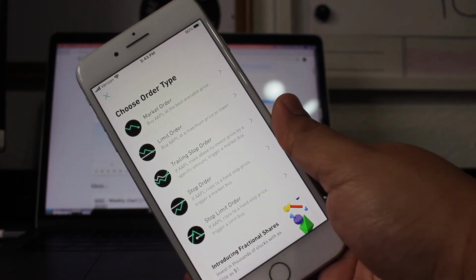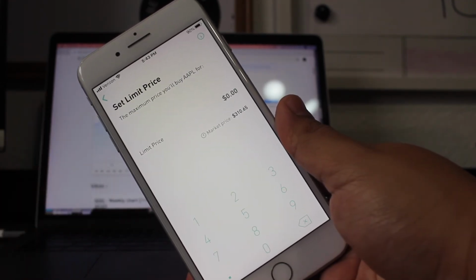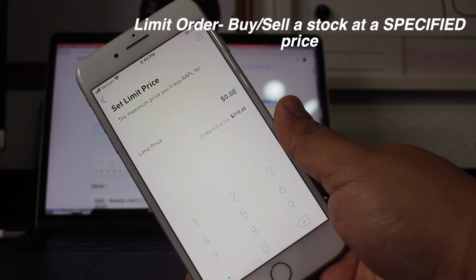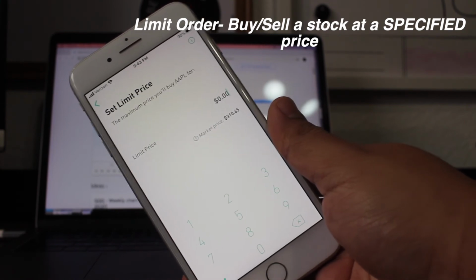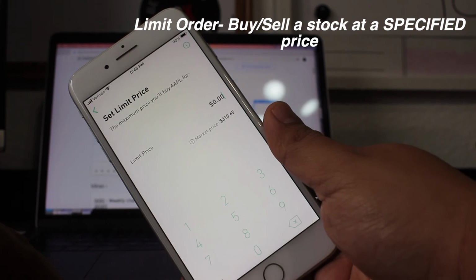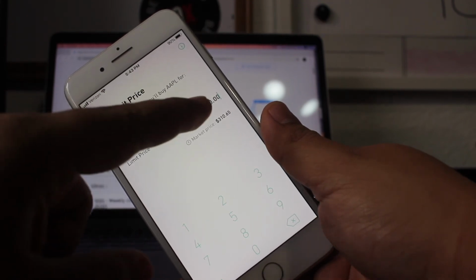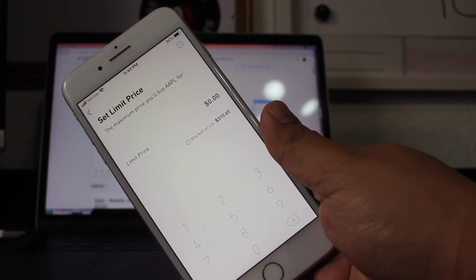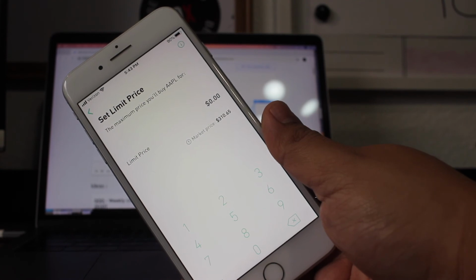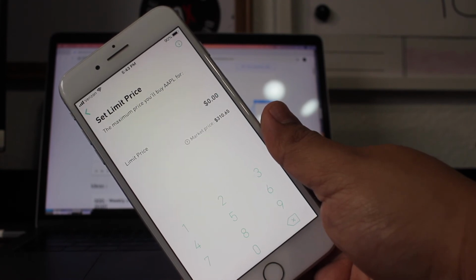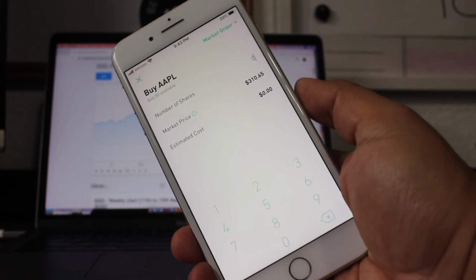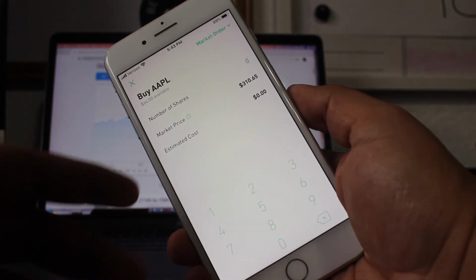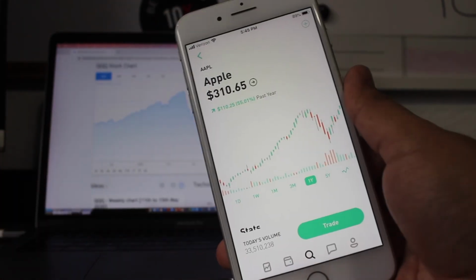And the second order type would be a limit order. Now, all a limit order is essentially where you set the limit at which you are willing to buy this stock. So, for example, let's say this stock is currently at $310.65. You could put a limit order to buy, let's say, at $309. And once it reaches that price, that is when this order will execute. And then once you do want to buy it, all you do is click the amount of shares and then click review, and then you buy it.